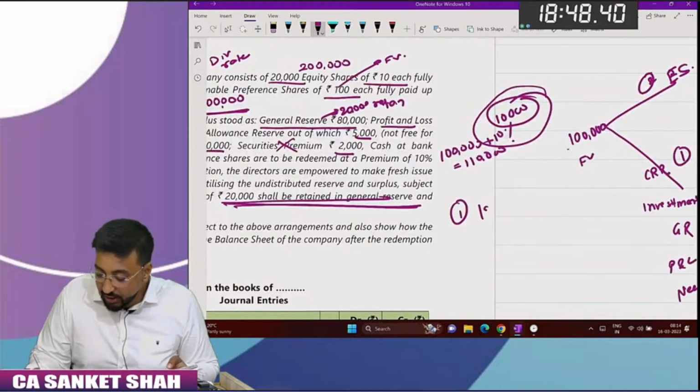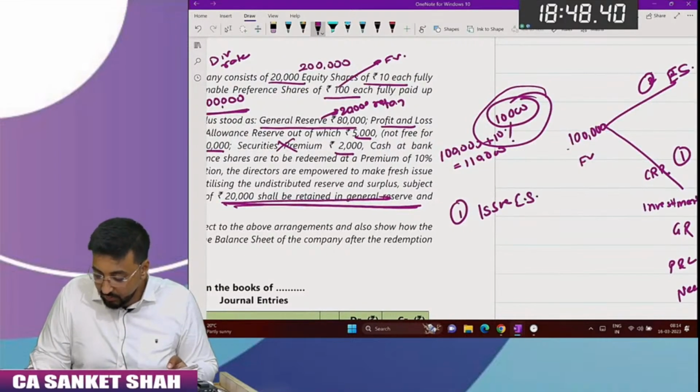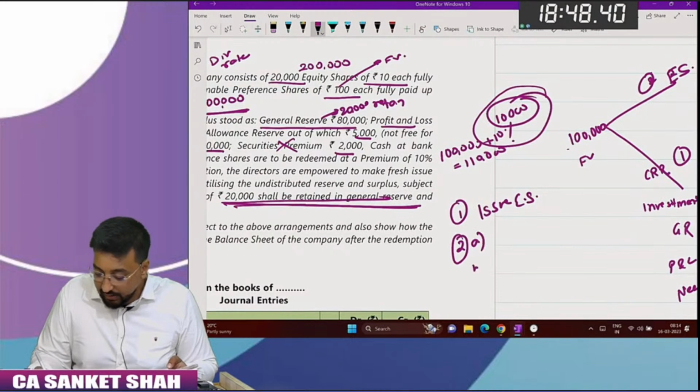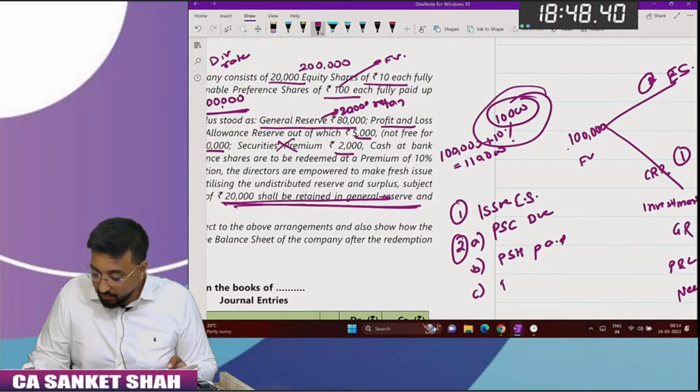So what is the sequence of entries? First entry, issue equity shares. Second, there are 3 entries: preference share capital due, then preference shareholders paid, and then premium cancelled.